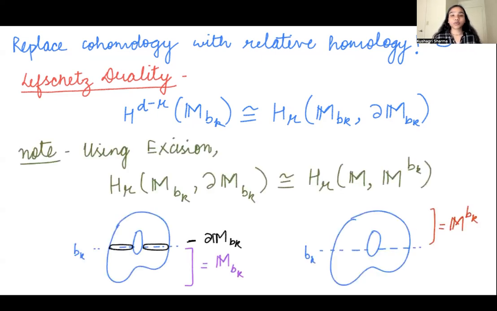We further need to use excision. So this excision helps us to convert this relative pair to another relative pair, which is now the entire manifold, but we are trying to mod out by the super level sets now. The image tells it better, so you can maybe pause and try to understand the image better.